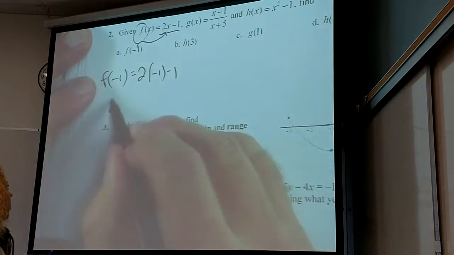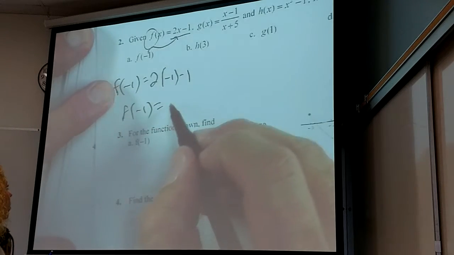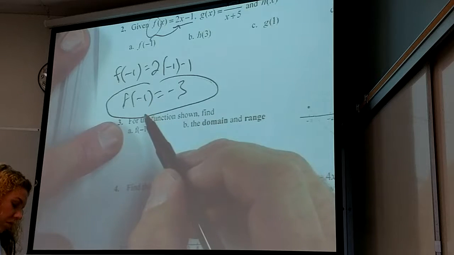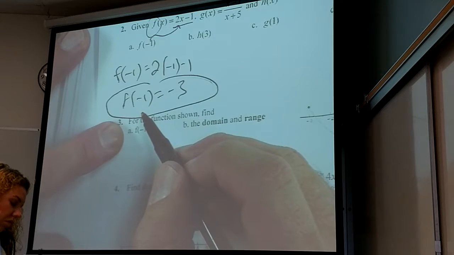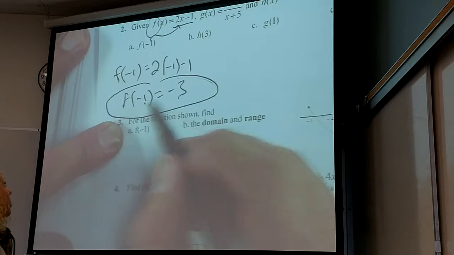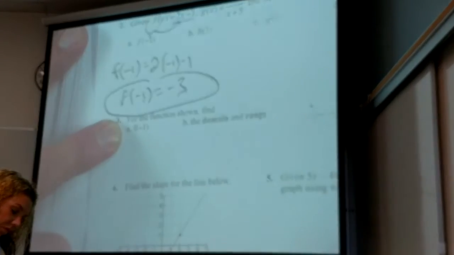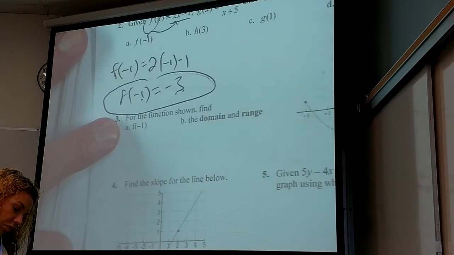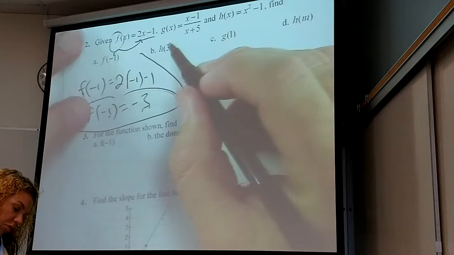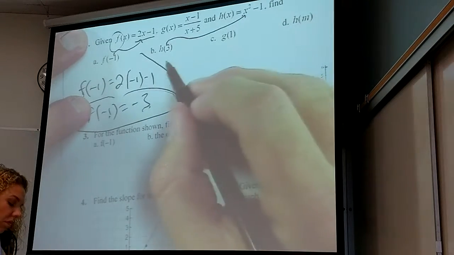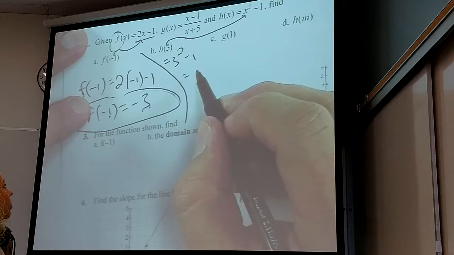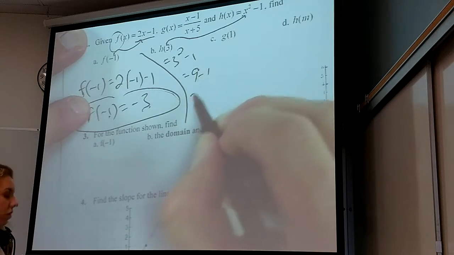And what's -2 minus 1? -3. Sure. So what's one point that this function goes through? (-1, -3). There's another advantage to this notation. You can see the whole point. So h of 3, you would just put a 3 right there. 3 squared minus 1, which is 9 minus 1? 8.